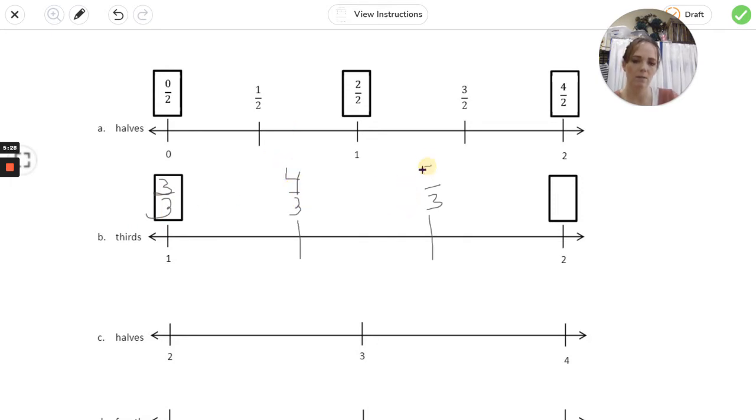4/3, 5, 6/3. So we have to pay attention to the numbers in our endpoints. If we don't, we're going to do it the wrong way.